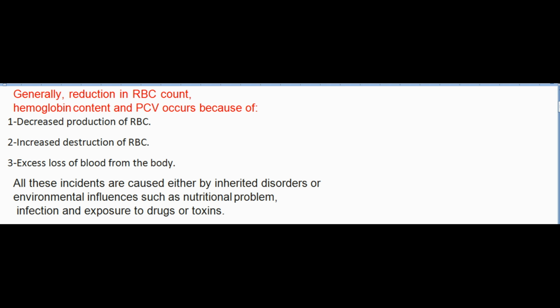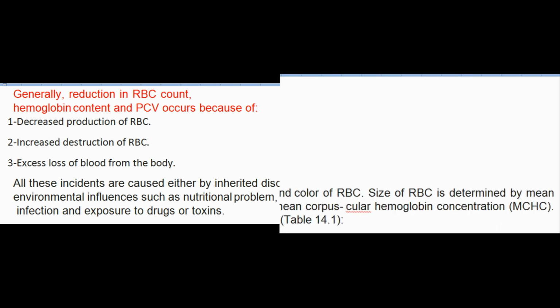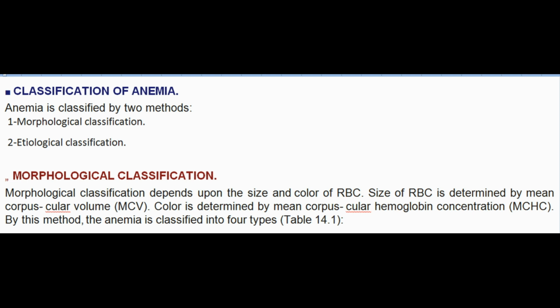All these incidents are caused either by inherited disorders or environmental influences such as nutritional problems, infection, and exposure to drugs or toxins. Classification of anemia. Anemia is classified by two methods: morphological classification and etiological classification.